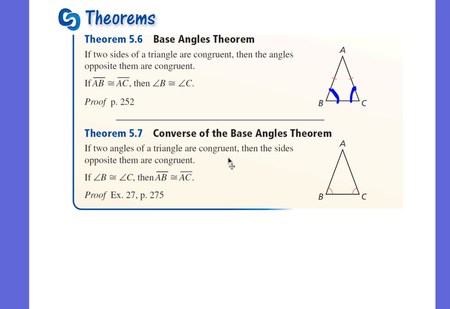Remember, converse, we are switching our if-then statement. So our converse to the base angles theorem says that, hey, now you have two congruent base angles. If these two angles are congruent, the only way this works is if those two sides were congruent as well. So the original and the converse, okay?